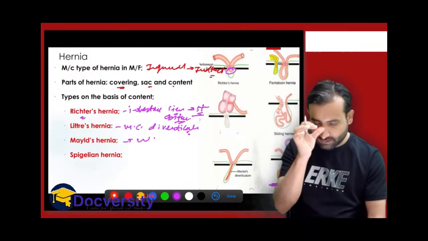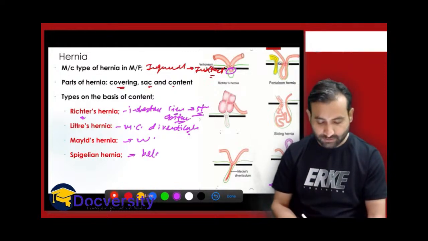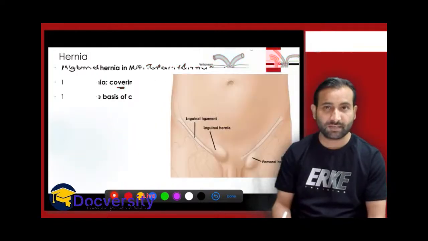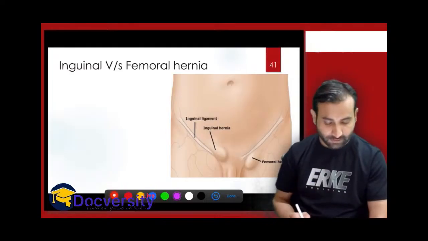And Spigelian hernia means the para umbilical hernia. This hernia is present below the umbilicus, and lateral to the margin of the rectus abdominis muscle, right? We can see it lateral to the semilunar line. So these are the questions.